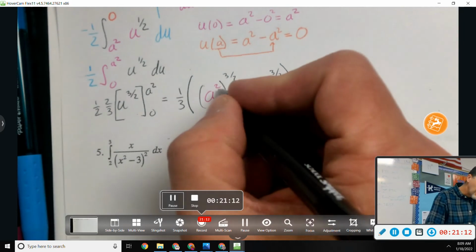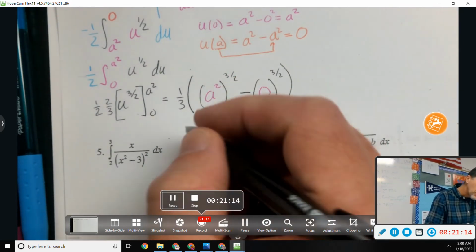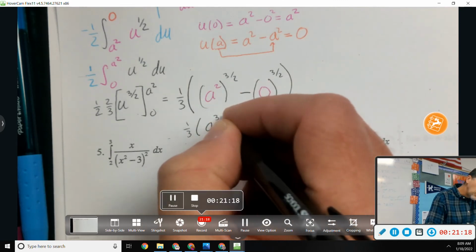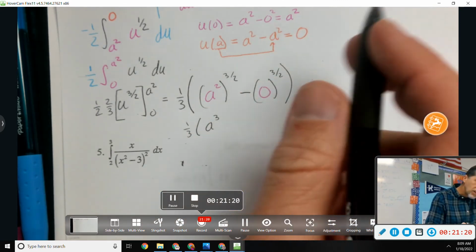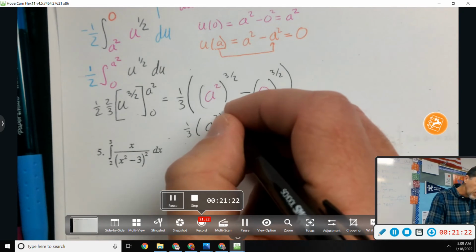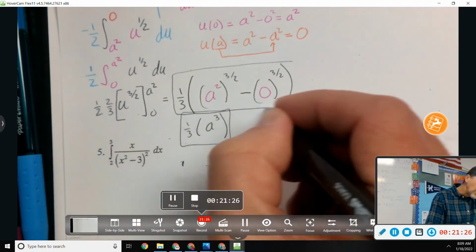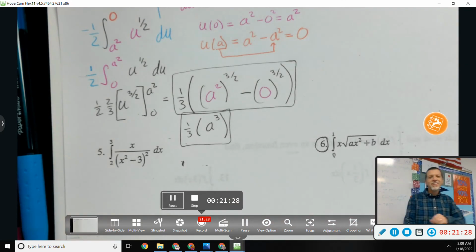Power to a power, multiply the exponents. You would get a cubed, and then 0 would just be 0. So the most simplified version would be a cubed over 3. The most efficient version, I don't know if efficient's the right word. Easiest version would be to leave it alone and don't mess with anything.